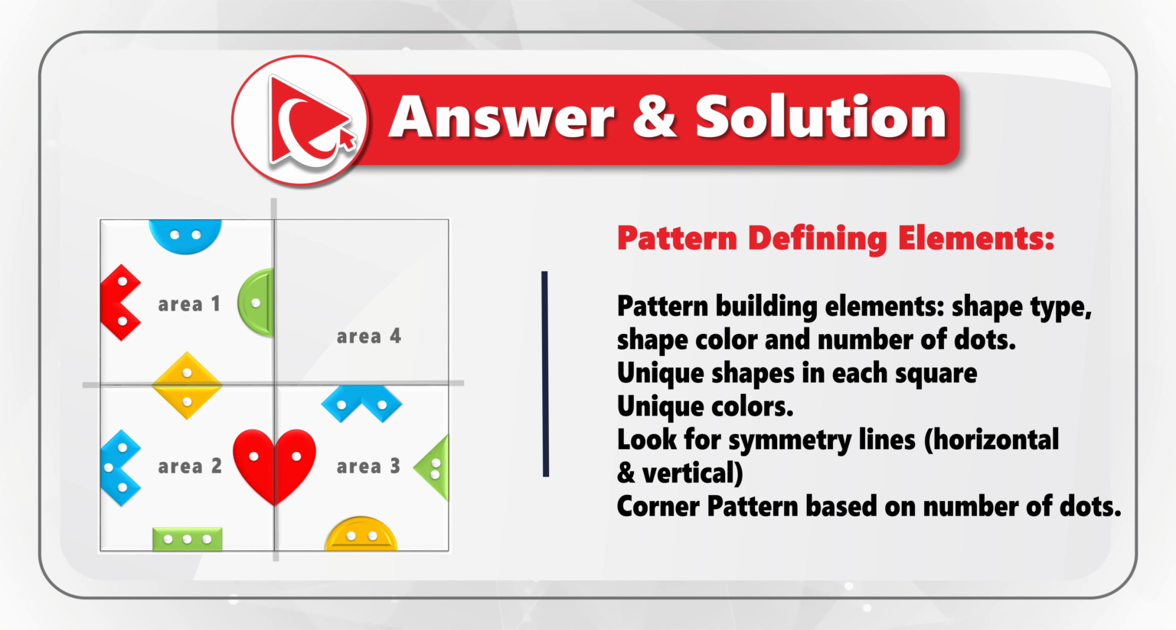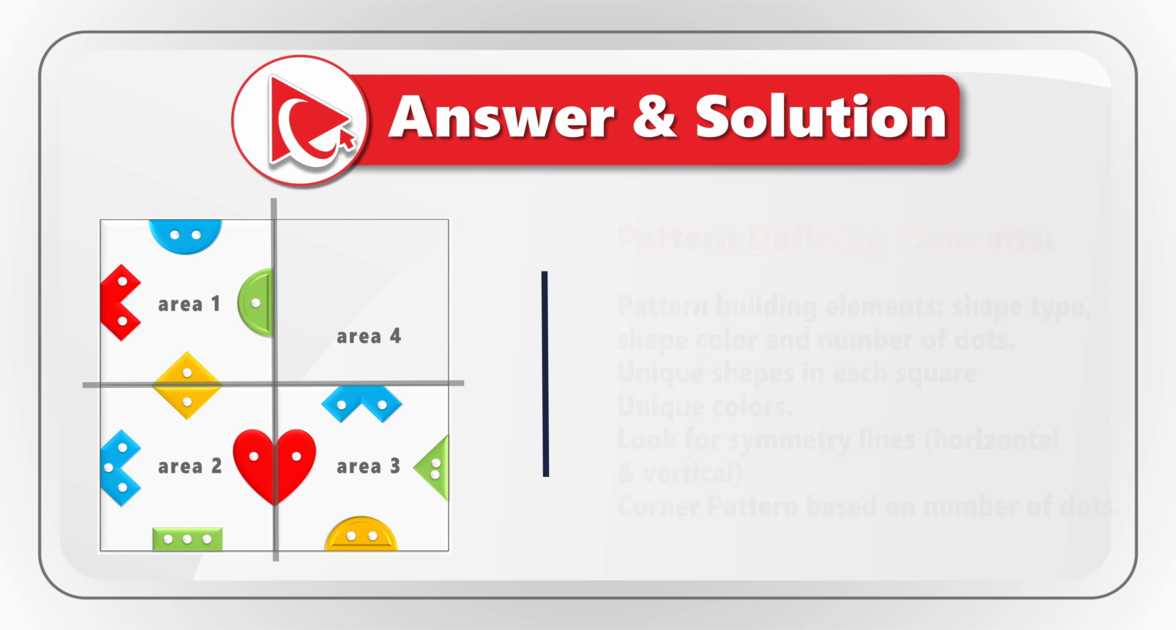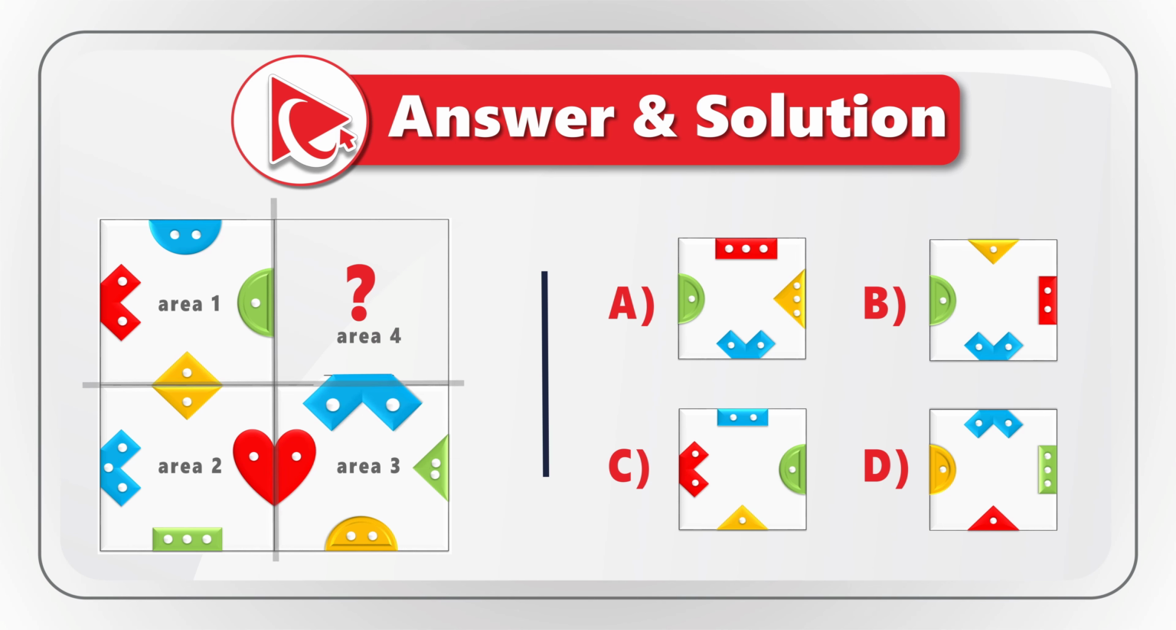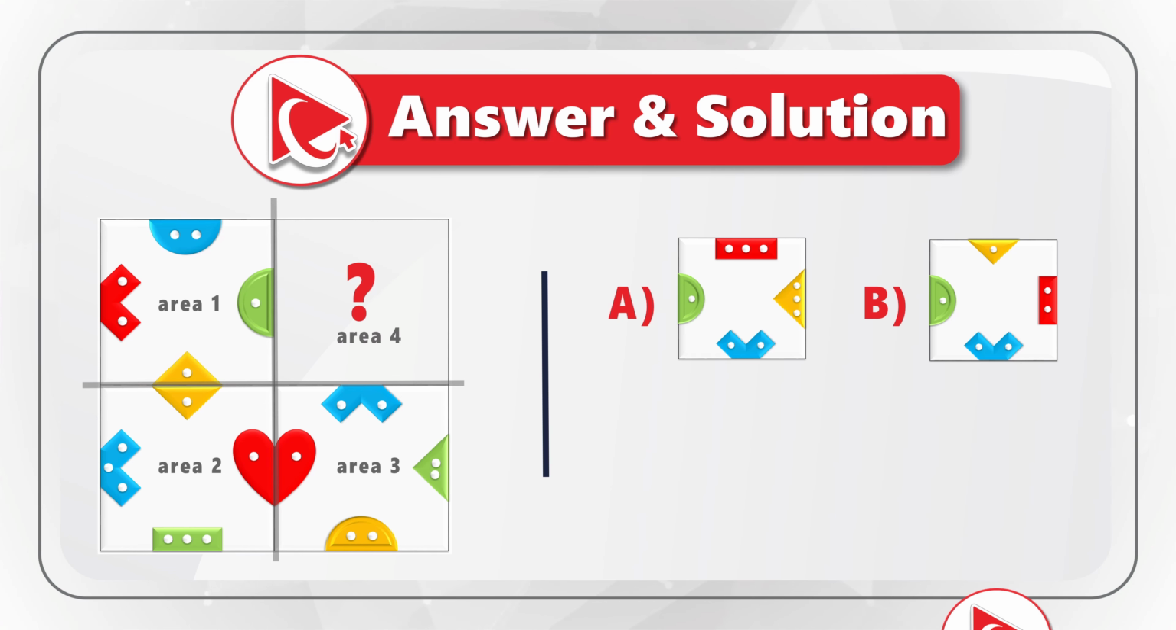The choice that we would need to select would help us build the circle between areas 1 and 4, and the circle would be green and will have 1 dot. The correct choice will also help us build the symmetrical L-shaped object between areas 3 and 4, which will have 2 dots. 2 choices match both of these criteria, and these choices are A and B. Which one do you think we should select?